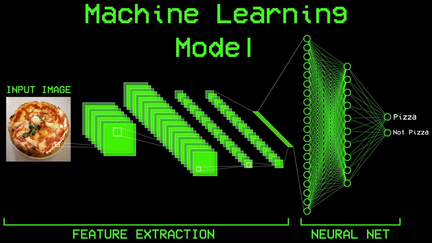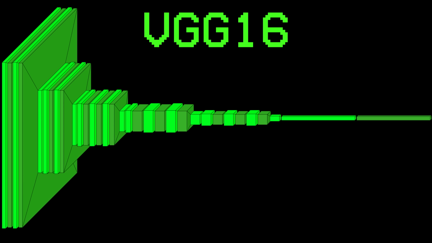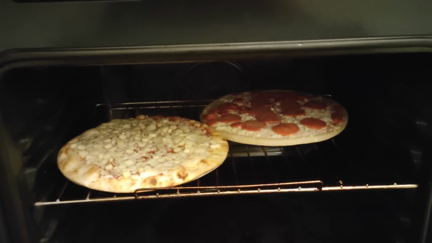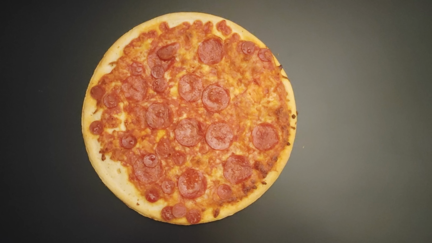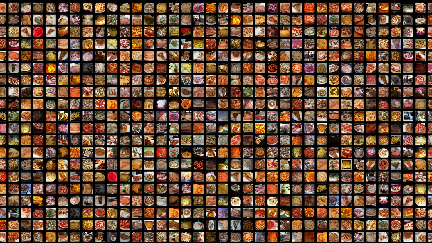This is a machine learning model, and today I'm gonna teach it what pizza is. We're gonna train different models and even teach the AI different kinds of food. And my final goal is to cook an actual pizza and see if the AI actually knows that it's pizza. But for that, we need to show it a bunch of images of pizza, like a lot.